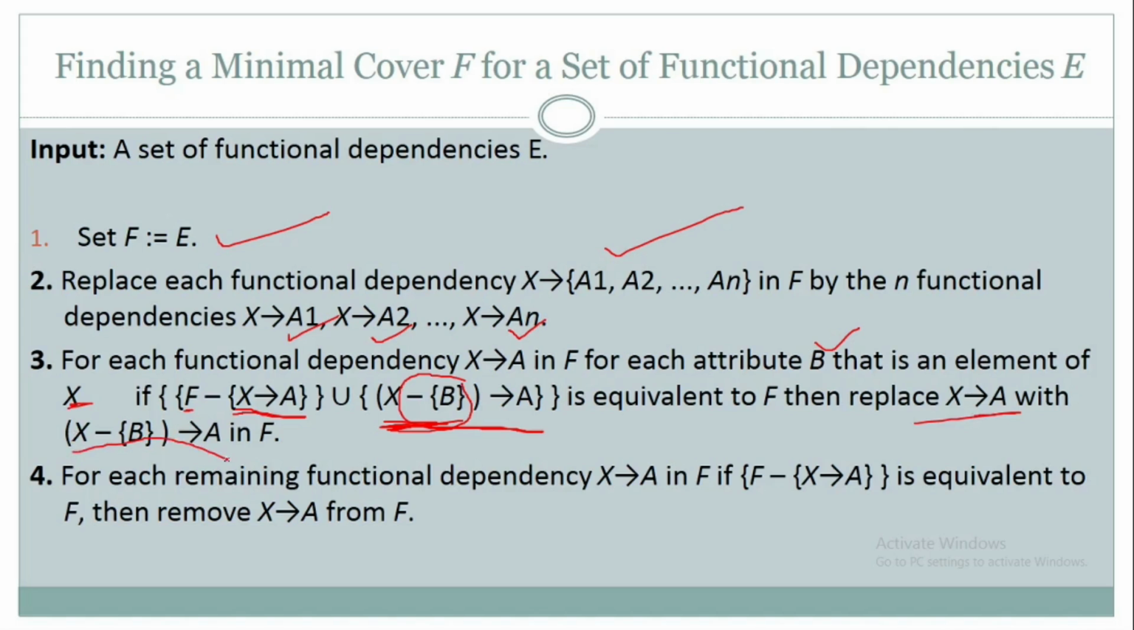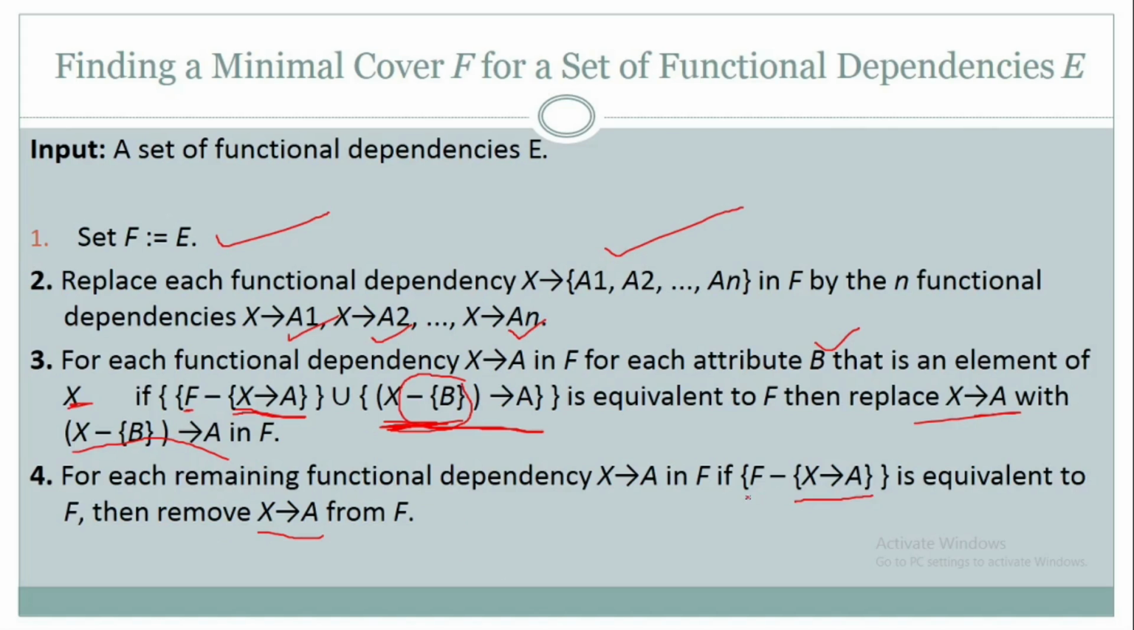So this is how we remove the redundant functional dependencies. Next, for each remaining functional dependency X determines A in F, if I just remove X determines A from the set of functional dependencies F, and it is still equivalent to F, then remove X determines A. Again, this is removing the redundant functional dependencies.